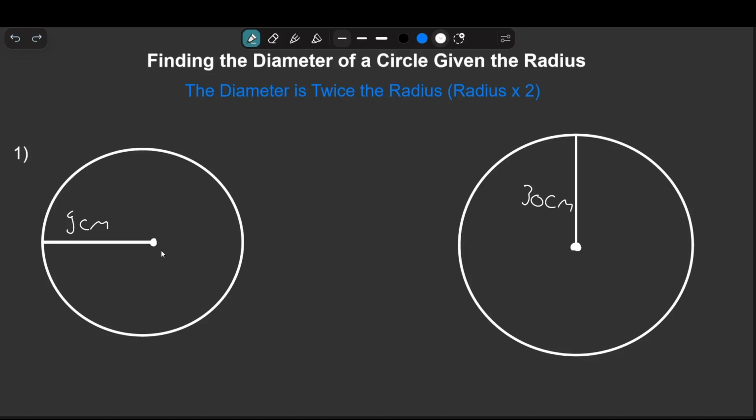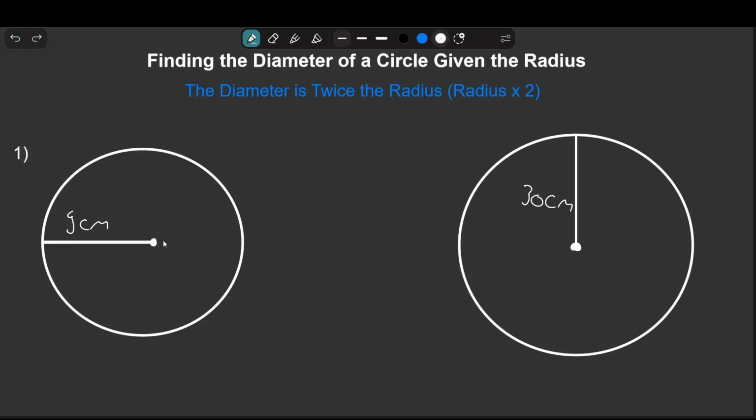On the other hand, a diameter is a line segment that connects two points on a circle, and it has to go through the center. So it cuts or divides the circle into half, so into two equal pieces. So a diameter is basically a radius times 2. So the radius goes to the center, but the diameter goes straight through the middle.